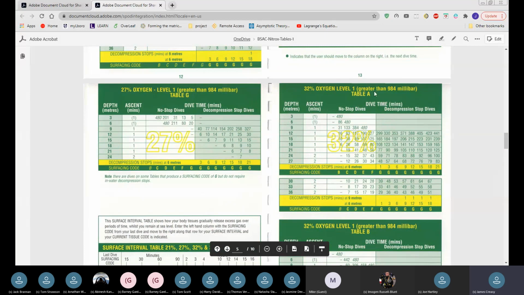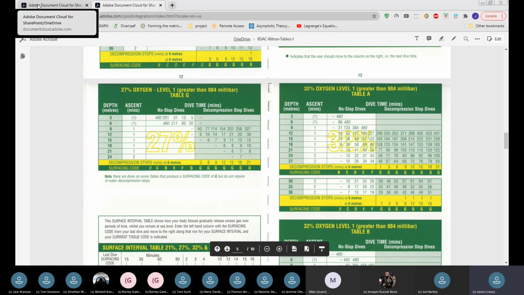So we're going down on tissue code A. We're going down for 26 meters for 33 minutes. So we find our depth, 27 meters, there's no 26. And we go across, there's no 33, so we go to 34. So we're going to surface on a tissue code of F. So obviously we would normally use table F, but we need to look at what our surface interval is. We're being told in this example that our surface interval is 3 hours.